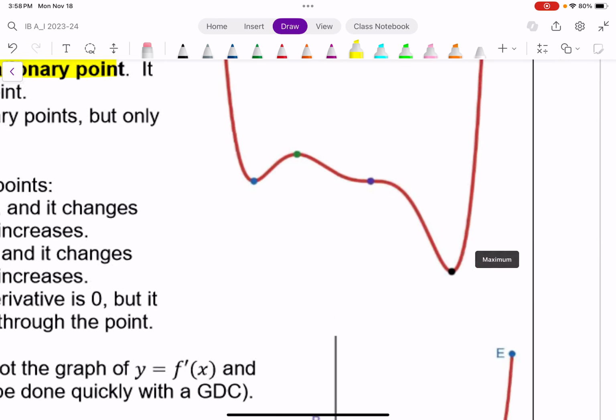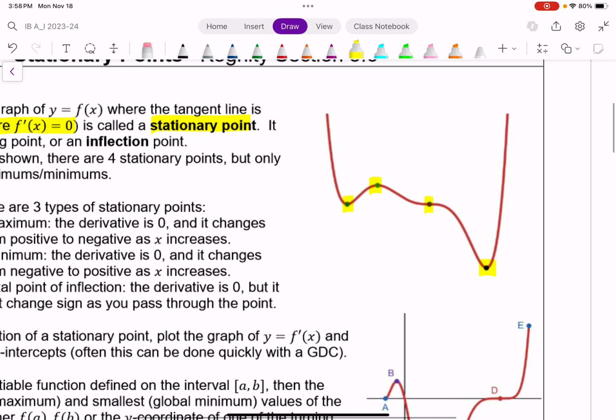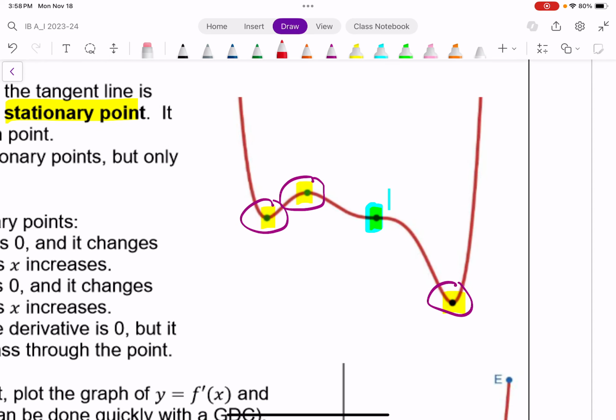So for example, I look at this function here, there are 4 stationary points. Now 3 of them are turning points. There's a turning point, there's a turning point, and there's a turning point. However, this point here does have a derivative of 0 at that point. It does have a horizontal tangent, but it's not a turning point.